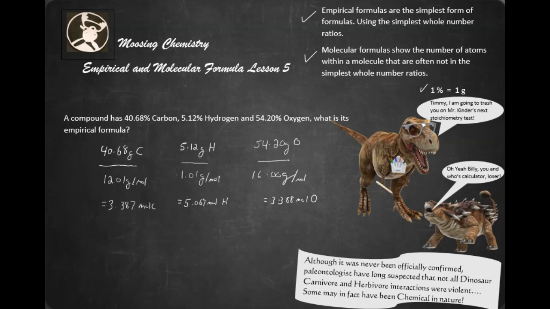So now what we want to do is take our smallest number and divide it into all the other ones. 3.387 is our smallest, so we're going to take 3.387 and divide it by 3.387, and divide this by 3.387, and divide this by 3.387. All right, so this is going to give me 1. This is going to give me 1.496.